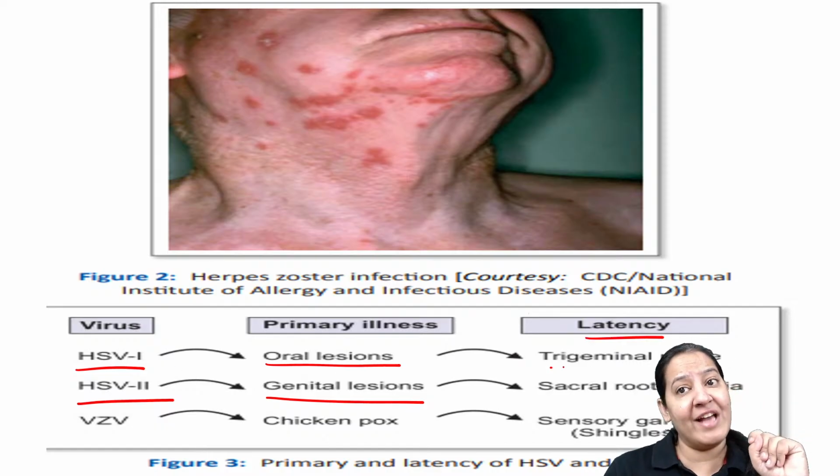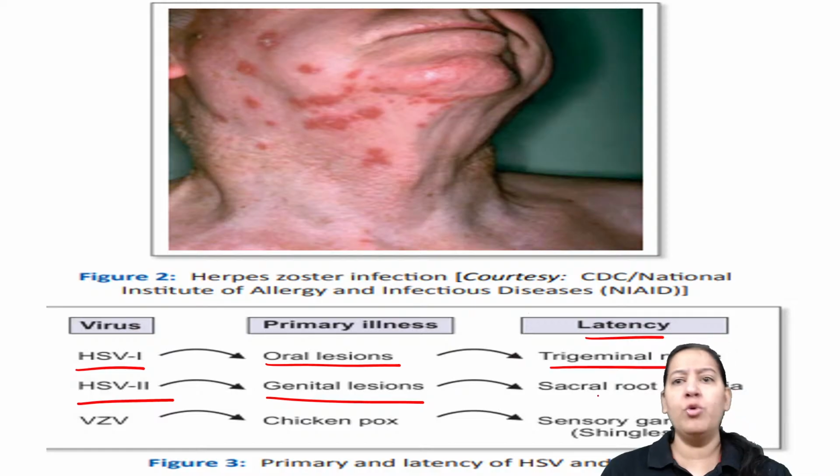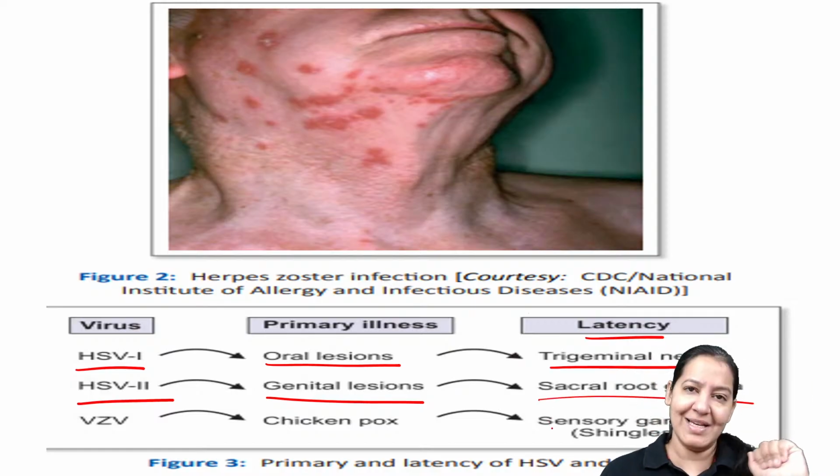HSV1 remains latent in the trigeminal ganglion for years. HSV2 remains latent in the sacral ganglion for years. Yes or no?